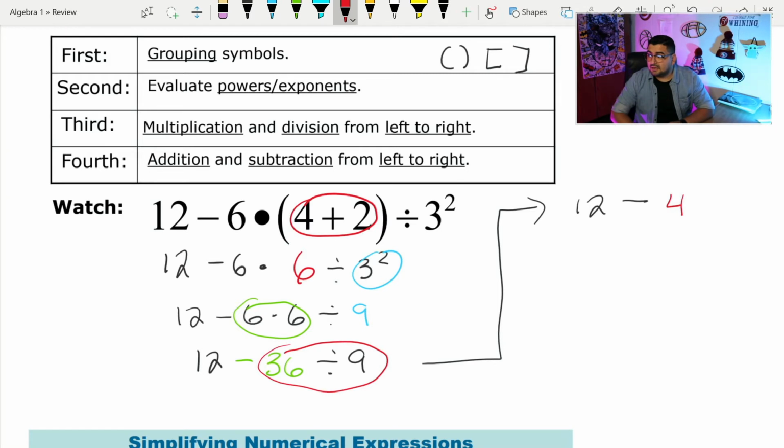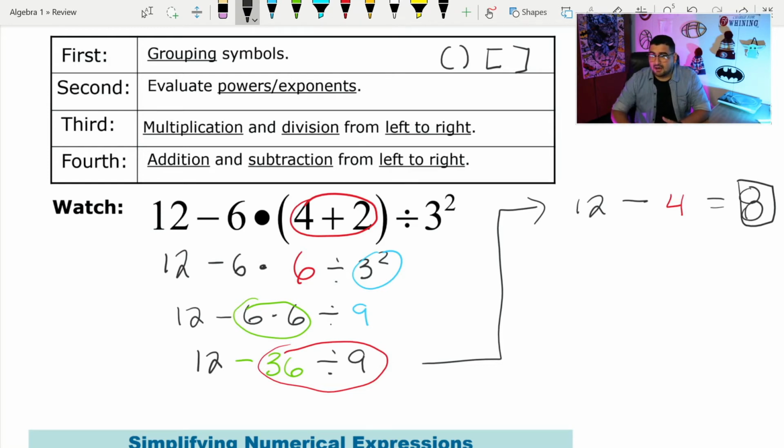And then all I'm left with is 12 minus 4. Therefore, my final answer, 12 minus 4, leads me to 8. So for this problem, 8 would be my final answer.